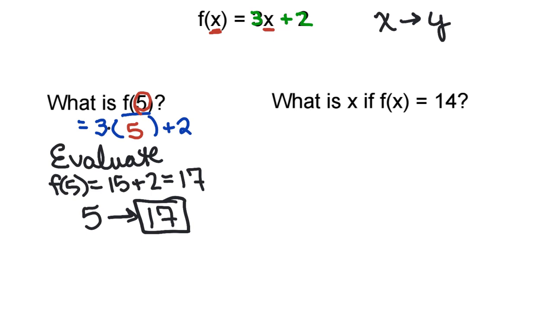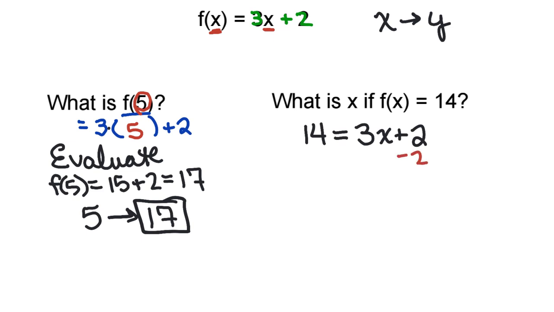Instead of giving me the input value, this one is giving me the output. So it's saying, what do I need to input to get back 14? 14 is the output. So that's where you're going to say, okay, 14 equals 3 times some number plus 2, and we work backwards to figure out what to plug in.